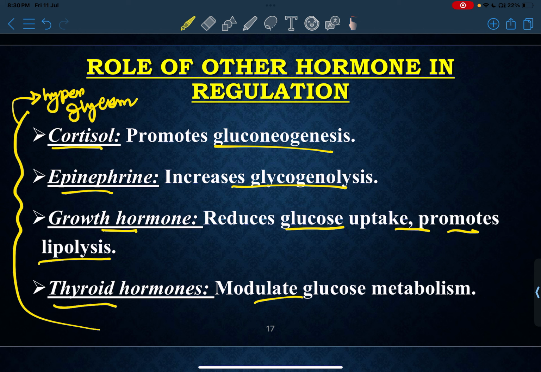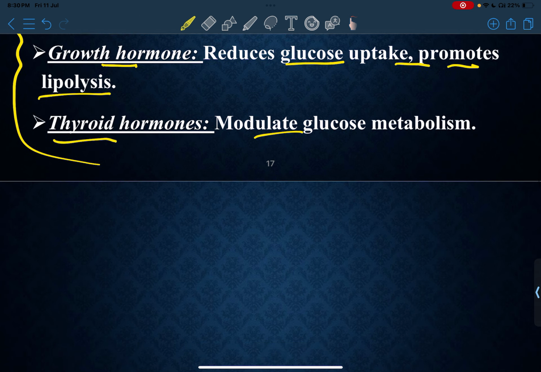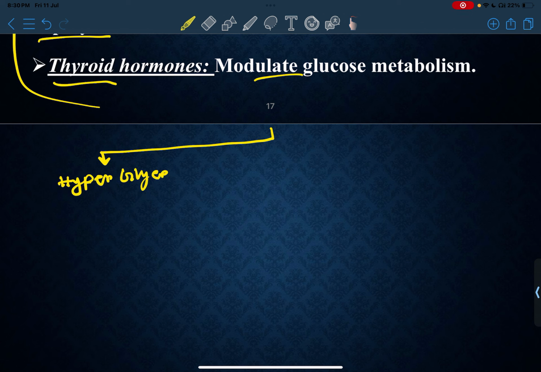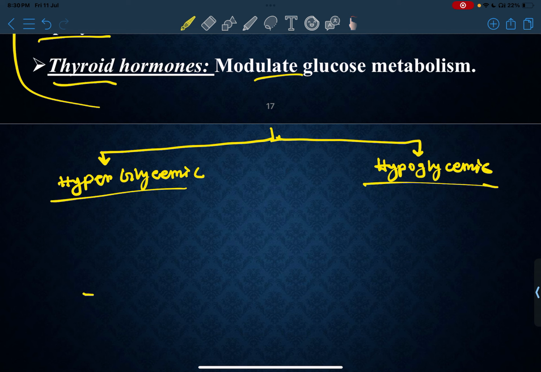So now you can think that there are many hormones which are glycemic. So what are the hormones which are hypoglycemic working against all these hormones? There you can divide these hormones in two parts: one is hyperglycemic, one is hypoglycemic. Okay. So what are the hyperglycemic hormones?